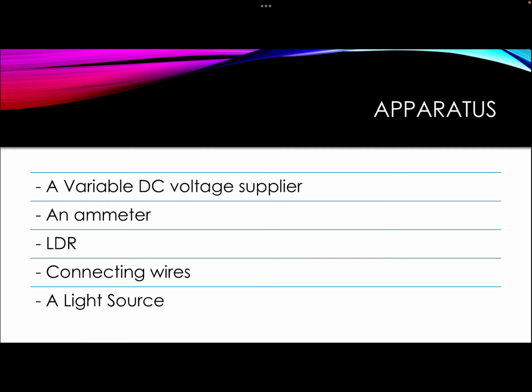What all we need for this? So we need a variable DC voltage supply. In our case it is from 0 to 3 volts, and we need an ammeter to measure current. We need an LDR itself, of course, it's the main component. We need some connecting wires, and also we need a light source.